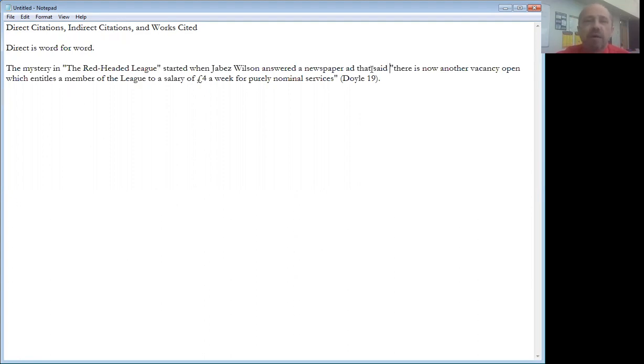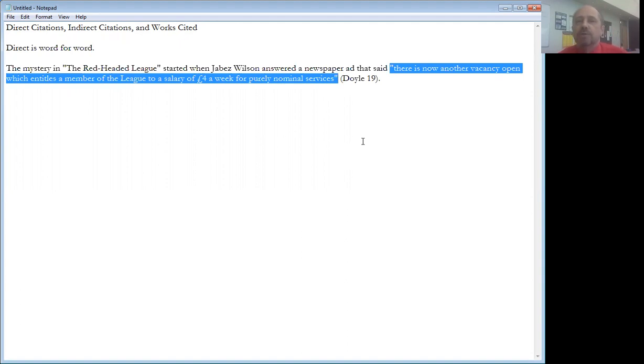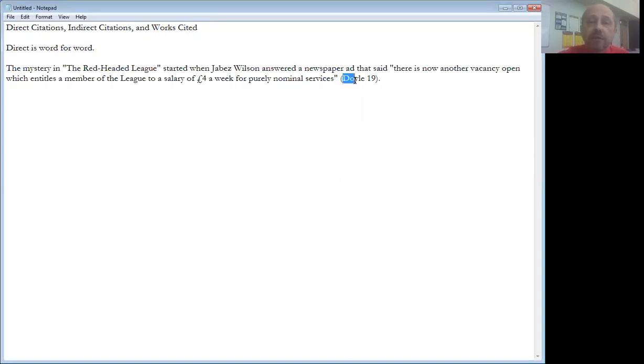But this part here, in quotation marks, that starts with "there is" and ends with "nominal services," is a direct quote from the story. And it is specifically a story by Sir Arthur Conan Doyle. That's why I got Doyle's name there. And it's on page 19 of the book that will be in my works cited section. Okay, so that is a direct citation.